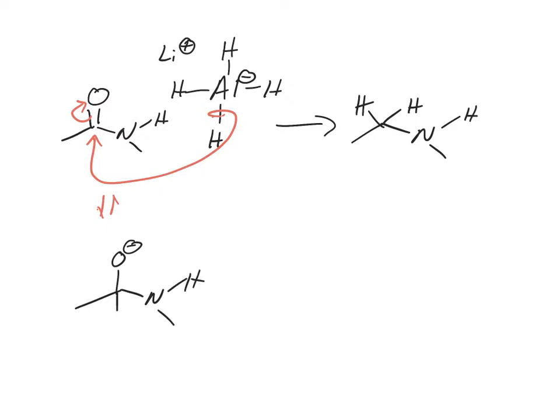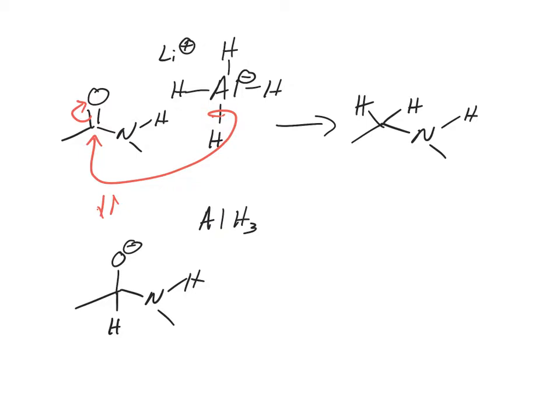Right, so it's nice to know right away that this is going to go to this, because you need to add hydrogens here. You know you need to add hydrogens there. So that's part of the thing you're thinking about trying to do. So you add hydrogens there, and we have a tetrahedral intermediate, and we also have AlH3.